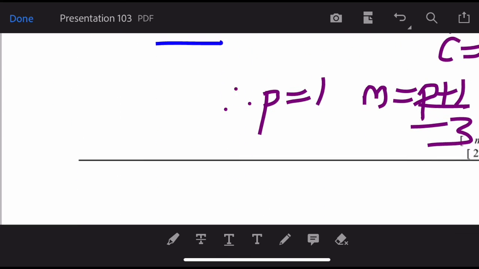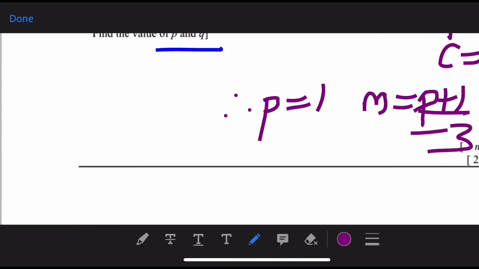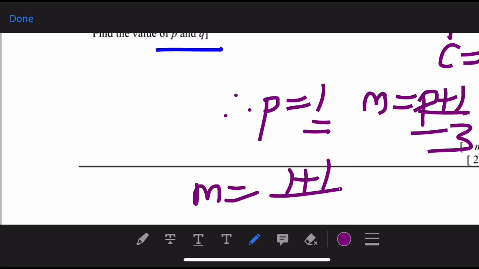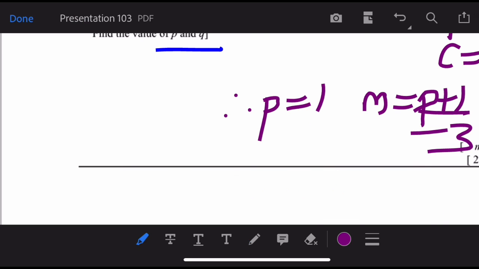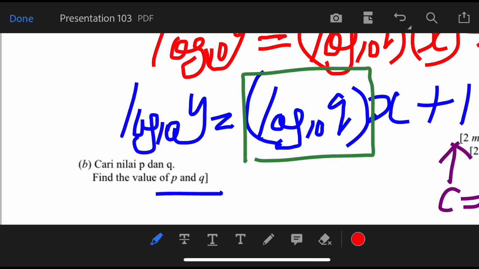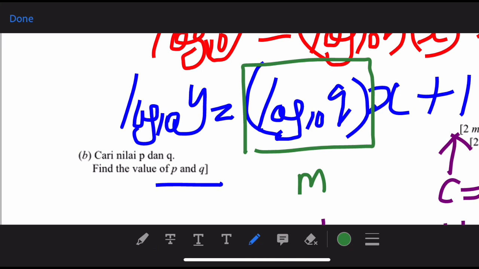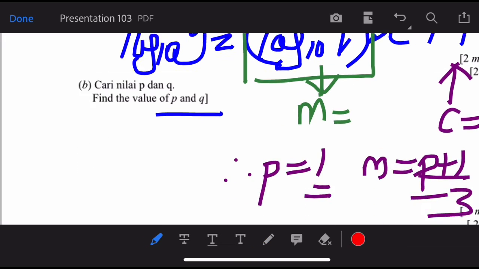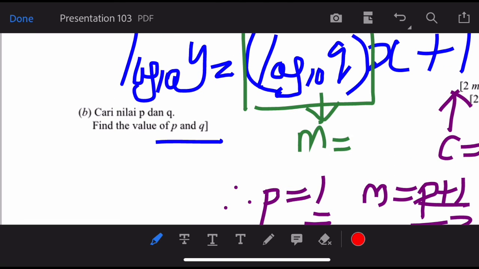So let's solve for m, because we have the p value, right? 1 plus 1 over negative 3, so it's 2 over negative 3. Then only we can solve this, right? We're going to solve for q, right? The log 10 q is the m, and our m is equal to negative 2/3, right? Negative 2/3.